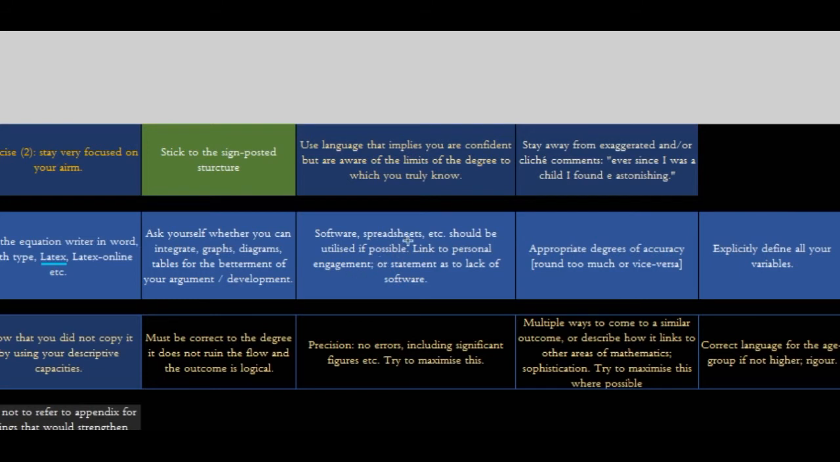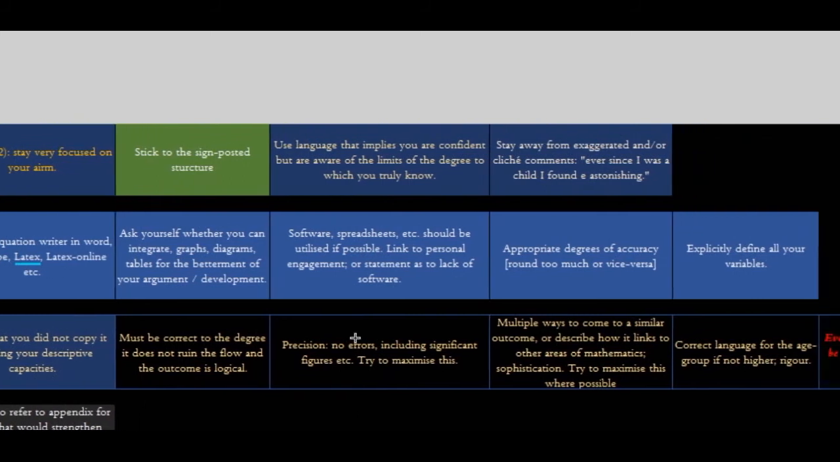Link to personal engagement. Okay, so when you are suggesting that you're going to use a piece of software, you can literally suggest why you are using that software in terms of your own personal engagement. Or you can describe the lack of software and perhaps handwritten diagrams and so on and so forth as a result of whatever personal reason. And in so doing, you can link this to personal engagement in the main body of your work. So you can describe why you've chosen a software, why you're not going to choose a software, and so on and so forth.